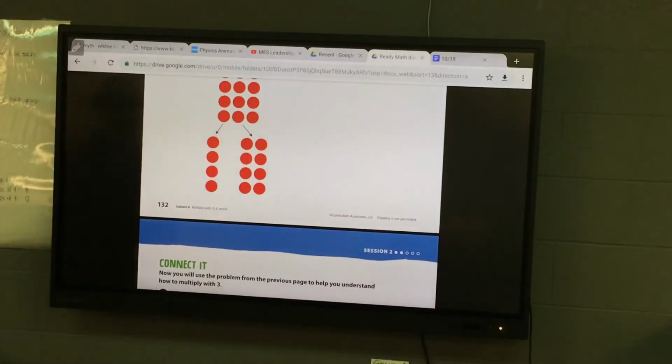Okay, what did you put? I'm going to come around and look. How many rows did we say there were here? What would you write for this multiplication equation? You're right so far, but then what?